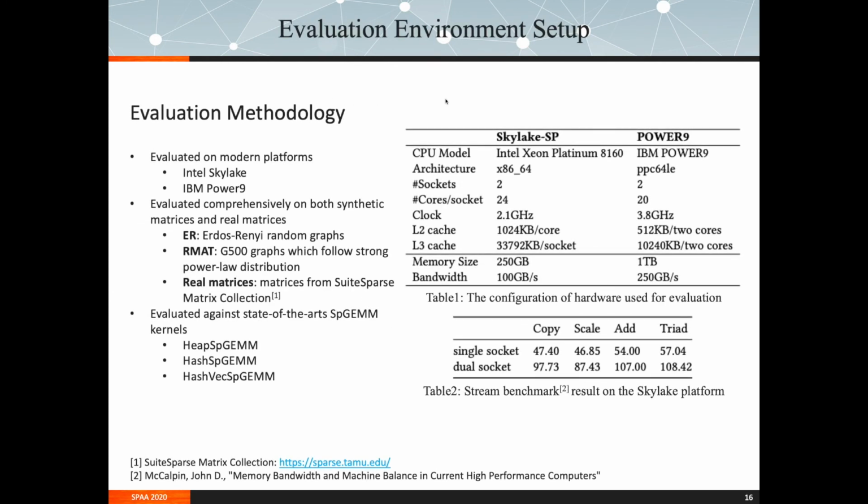Finally, I'm happy to share some evaluation results. We evaluated algorithms extensively on 2 modern systems. The Intel Skylake system we are using has 24 cores and 2 sockets with 33 megabytes L3 cache. From the STREAM benchmark, we know that from a single socket, our system is able to do 50 gigabytes per second. The PowerNet machine has a smaller cache but higher memory bandwidth. We evaluate the algorithm comprehensively on both synthetic matrices and real matrices from the sparse matrix collection. We evaluate against the state-of-the-art SpGEMM algorithms.